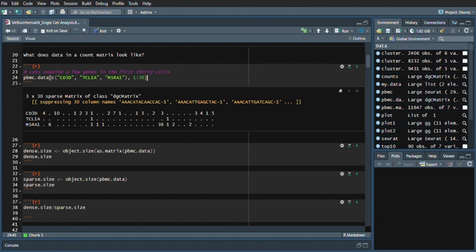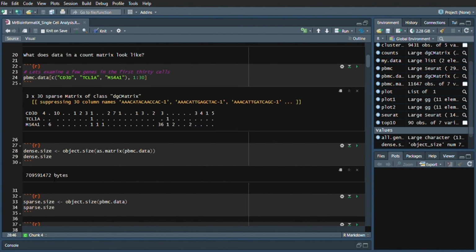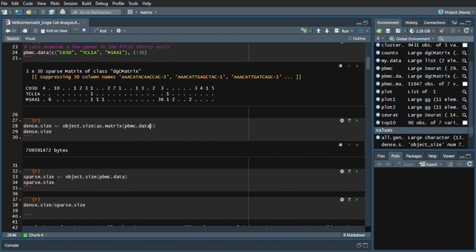So now let's calculate the size of our data when converted to a dense matrix and sparse format. So for example here, we created a variable called dense.size, and then object.size, and then we used as.matrix, and then we put our data. The purpose of using as.matrix is that it converts our sparse matrix into a dense matrix. Let's run our code. As you can see, we have about 709,591,472 bytes. Let's try to run our sparse matrix.